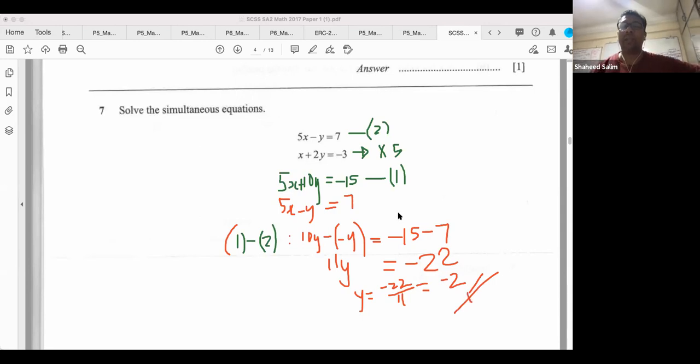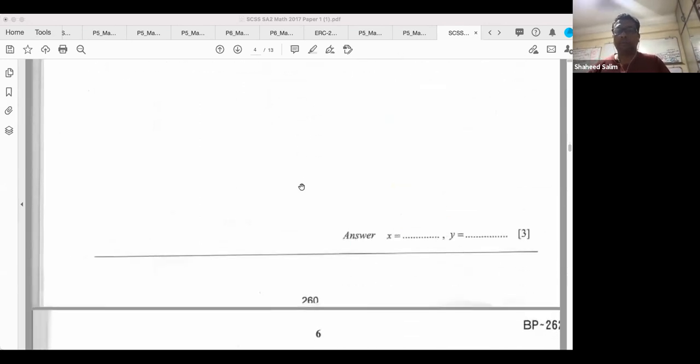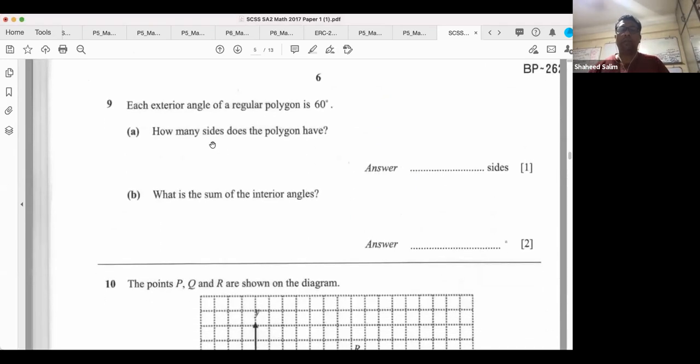Then you substitute into one of them. Okay? Are you all okay? I hope you're okay. We move on to the next one. This one is exterior angle.